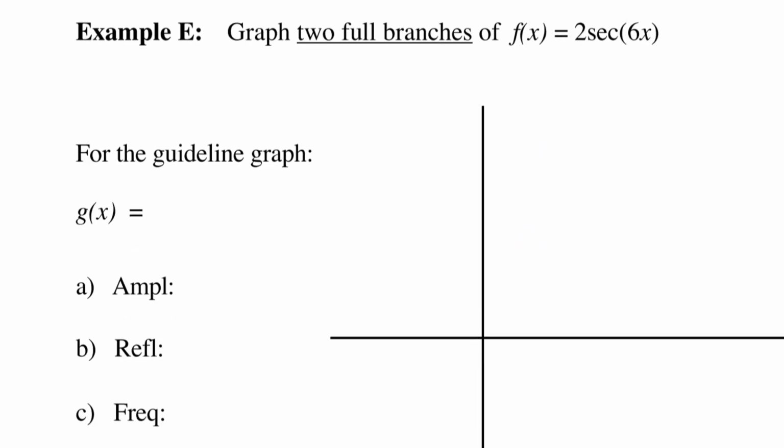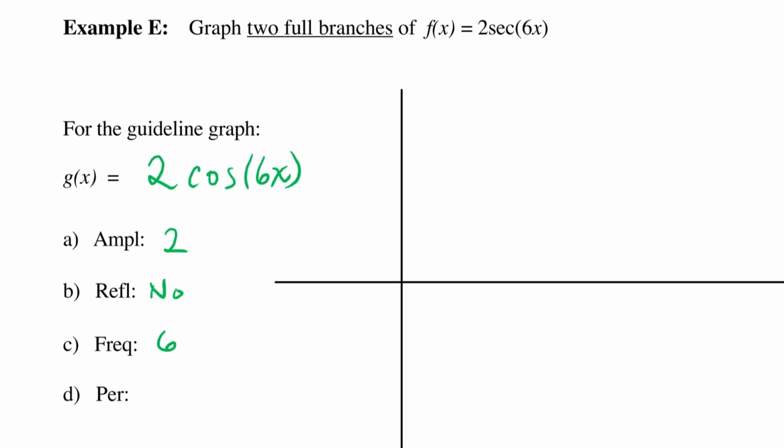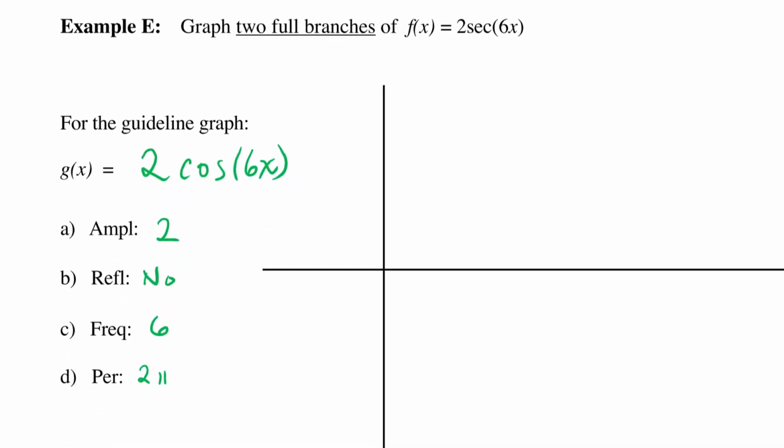So here's an example where we're asked to graph two full branches of f of x equals 2 times secant of 6x. First, let's identify the guideline graph. This is 2 times a cosine of 6x. You see, they're almost identical. The amplitude is 2. It's positive, so it's not reflected. The frequency is 6, and the period is 2 pi over 6, which of course simplifies to pi over 3.